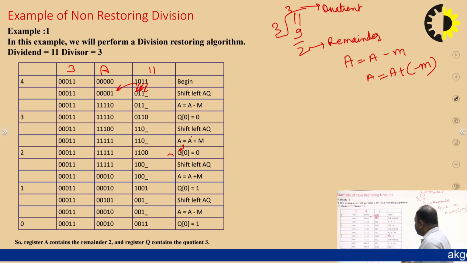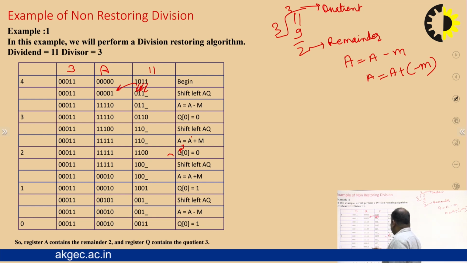So in the next iteration, instead of doing A = A - M, we have done A = A + M. After getting this, we get 1 1 1, and as we see the value of A is 1, so we append 0 at the end, and again we do a left shift. Here it is 1, so we do A + M.